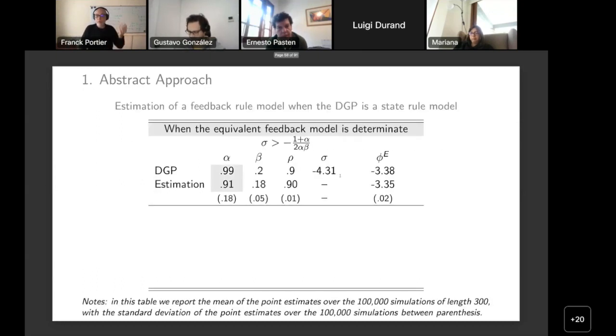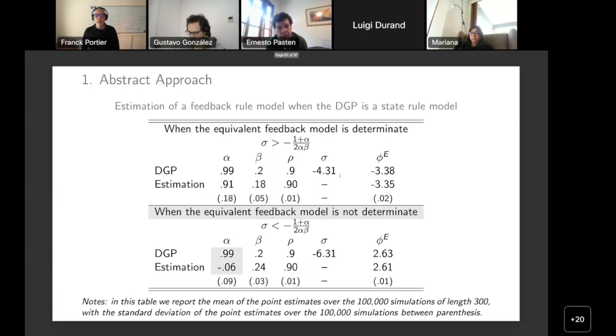But now I observe everything. And so what does happen? You see that now I estimate beta and rho pretty well, but alpha is totally biased. I mean totally. It's biased in a serious way, meaning that not only the value is wrong, but the sign is wrong. Okay, so the sign is wrong means that if I look at the estimated impulse response of my estimated model as compared to the DGP, they will be completely off.